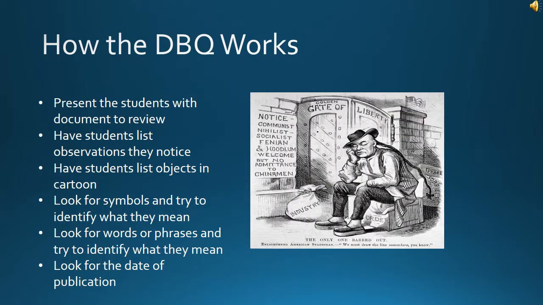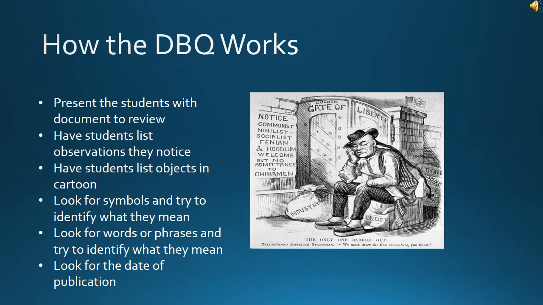Right, so how the DBQs work is you present the student with a document to review. The students have to write down what they see in the picture, certain objects, so they have to look for symbols and identify their meaning, words and phrases that are there and decipher their meaning. And most importantly, you have to look for the publication date to put the document into a historical context.